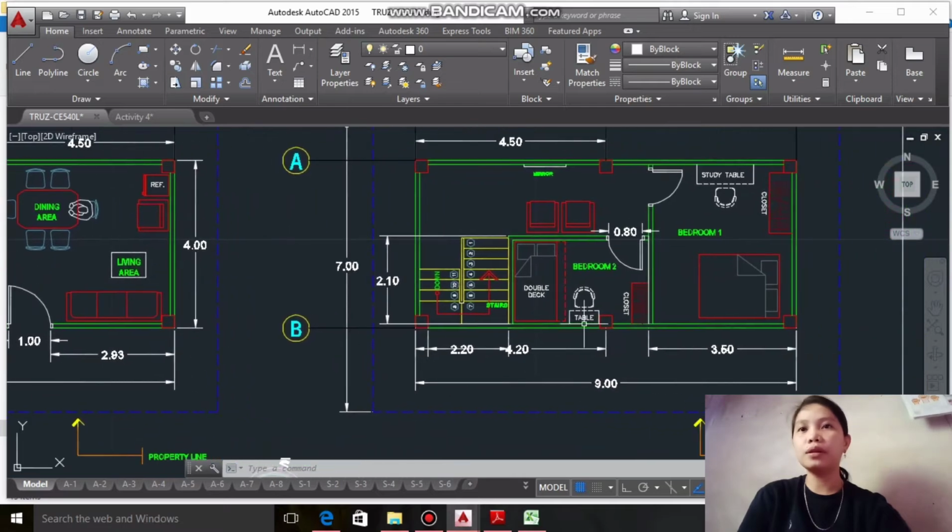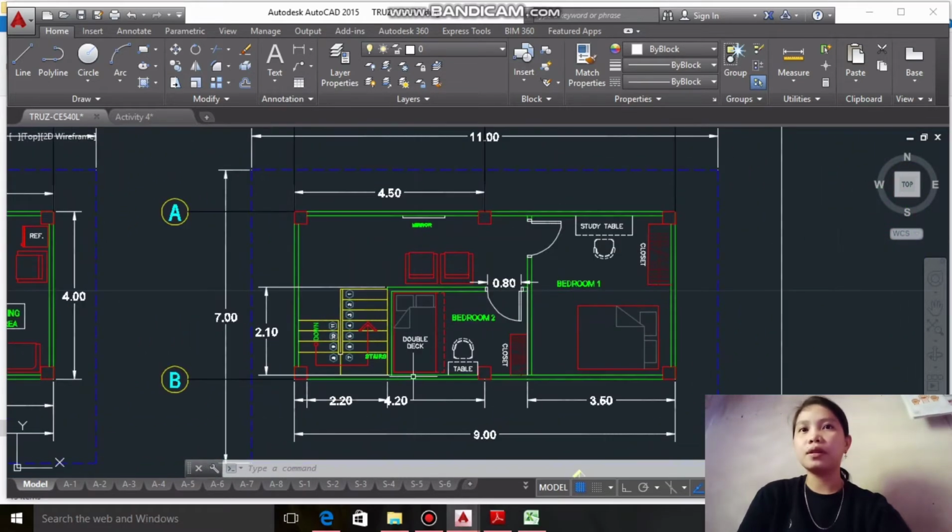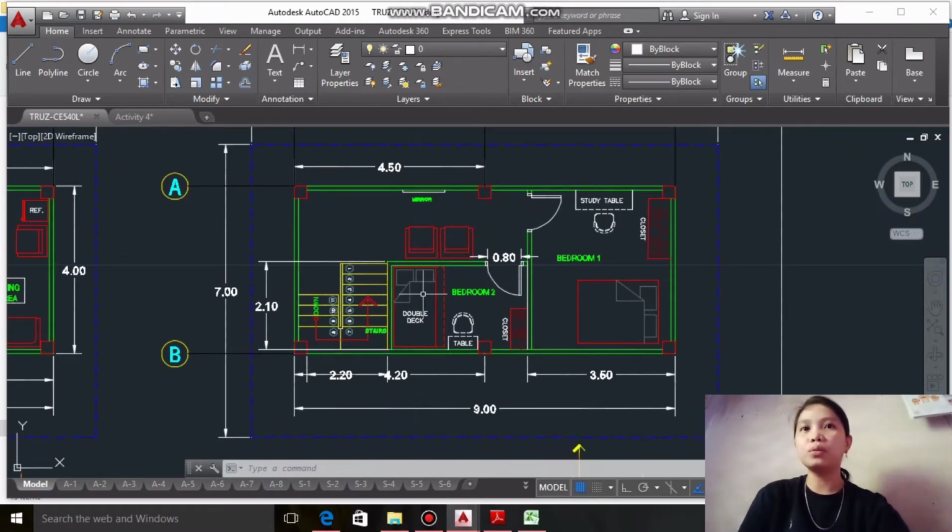The second floor has two bedrooms, then hallway. So the lot area of my two-story building is 36 square meters.